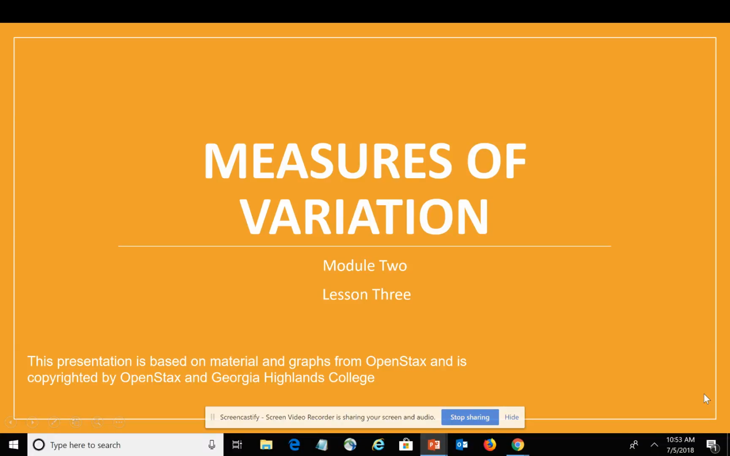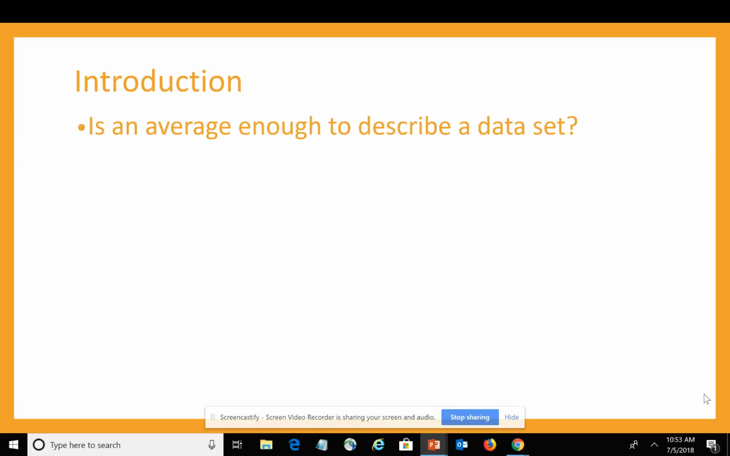This is Module 2, Lesson 3, and we're going to be discussing measures of variation. Let's think about it for a minute. Is an average, like the mean, the median, or the mode, enough to describe a data set? My gut says no.